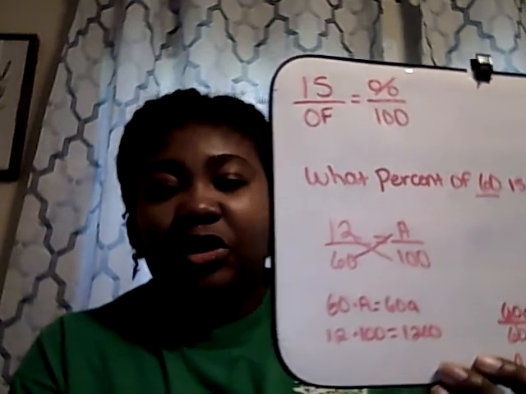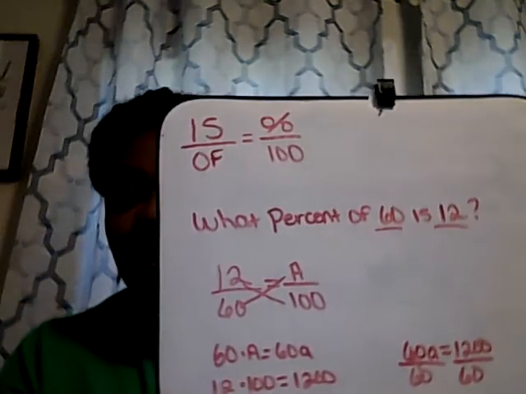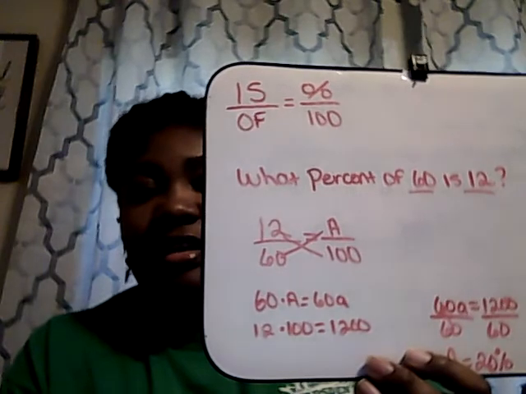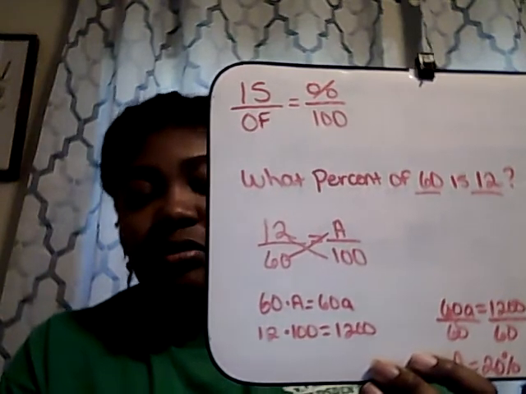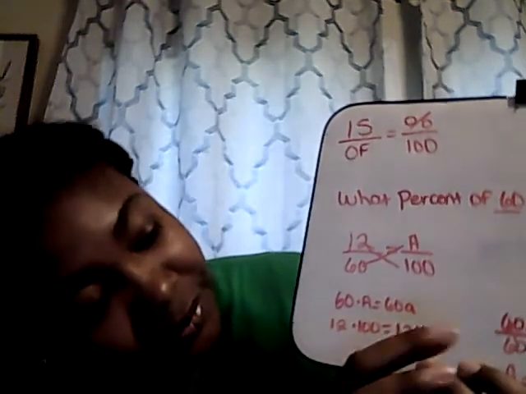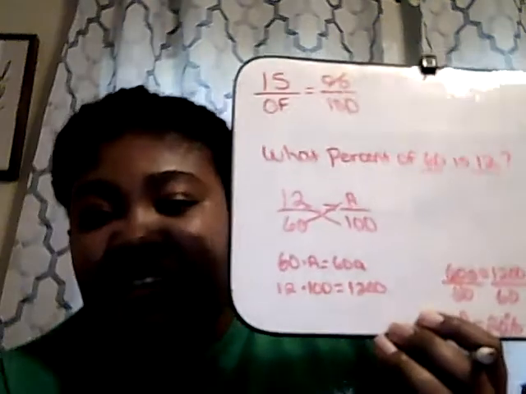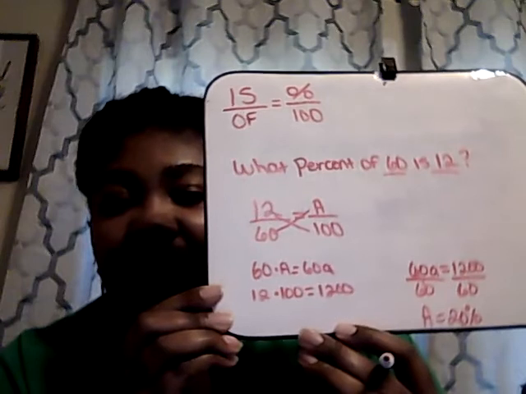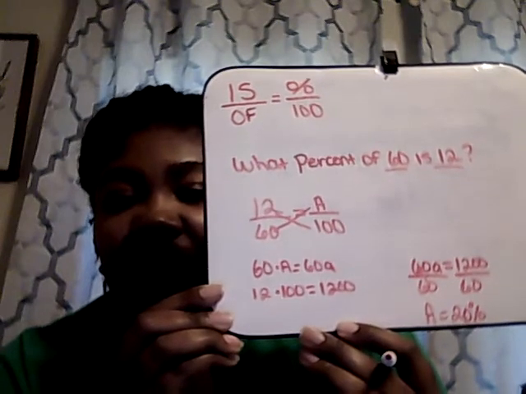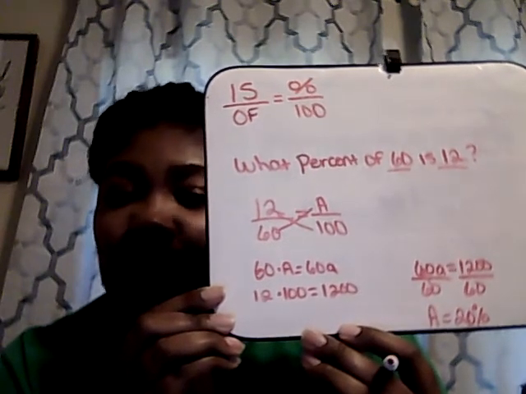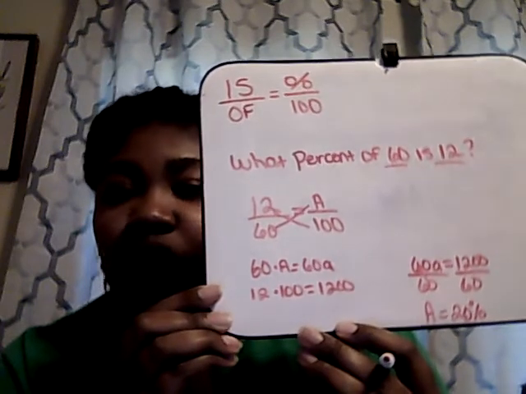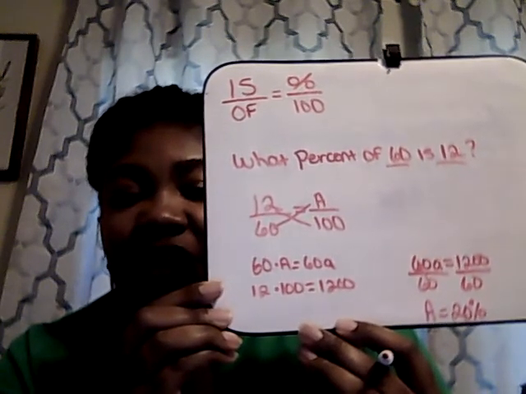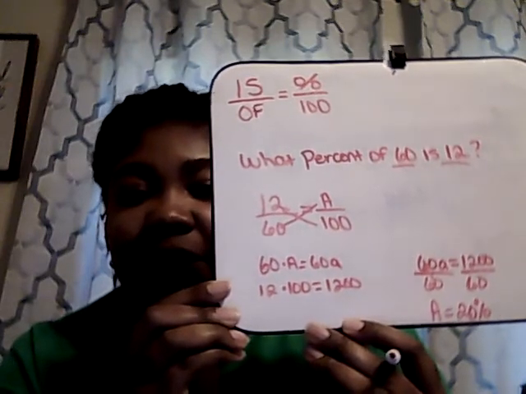So now all you're going to do is set it up like so, and you divide 60A and 1200 by 60 to get A by itself. Once you get A by itself, 1200 divided by 60 will give you 20. And we're looking for the percent. This is what percent of 60 is 12, so I just put the percent beside the 20. So A is equal to 20%.